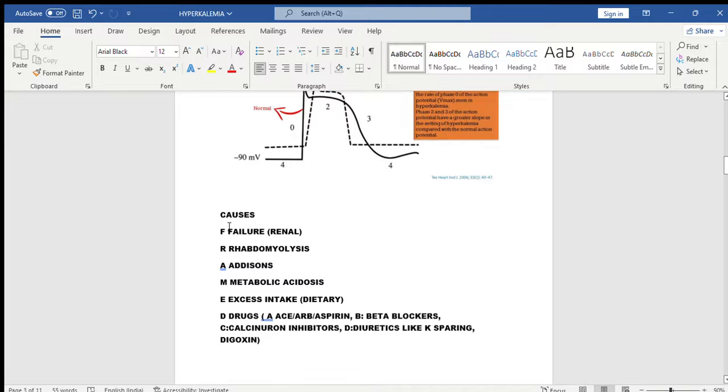So the causes are pretty simple. You need to remember that somebody has to be framed for the murder. F for failure, R for rhabdomyolysis, A for Addison's, M for metabolic acidosis, E for excessive dietary intake, D for drugs. And the way to remember the drugs is just to do A, B, C, D. A for ACE, ARB and aspirin, B for beta blockers, C for calcineurin inhibitors, D stands for potassium sparing diuretics, and D also stands for digoxin.